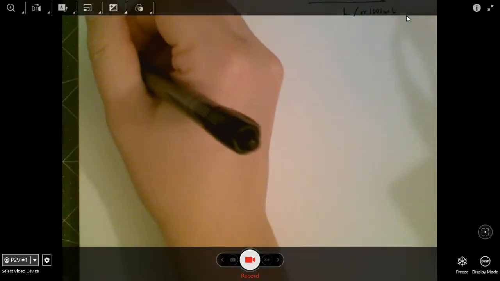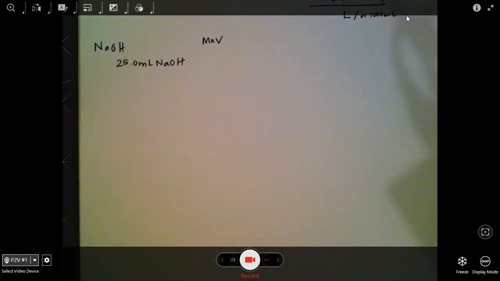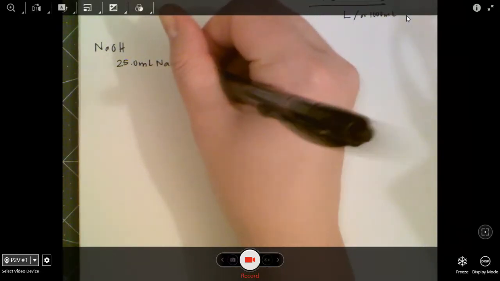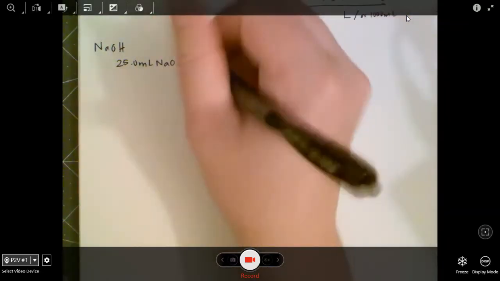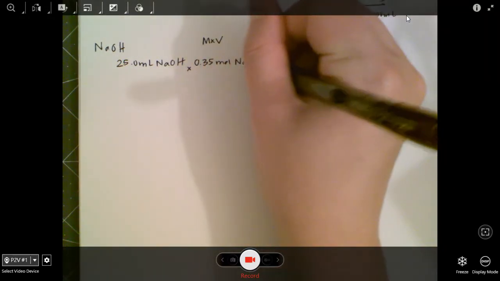So what I'm personally going to do is start off with my NaOH, and then I'm going to do stoichiometry to my copper 2 hydroxide, and then I'm going to do that again for the copper 2 sulfate. So starting off here, I have 25 milliliters of my NaOH. And we know that we always want to get our starting information into moles, right? Well, if you remember, M times V gives you moles of that thing. So it's 25 milliliters of NaOH, and I'm going to multiply that by the molarity of that NaOH, and that is 0.35 moles of NaOH.